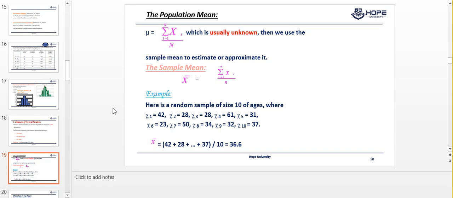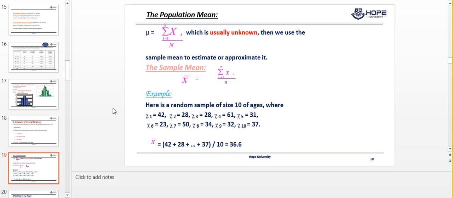Population mean, we should say, is usually unknown, but with sampling we have mu equals the summation of the sample divided by n. In the sample mean, to estimate or approximate our population mean, we should use the sample mean, which is the summation of x divided by n. This formula is for ungrouped data. Calculation of the mean for ungrouped data is here.